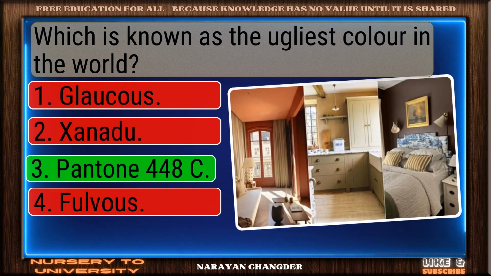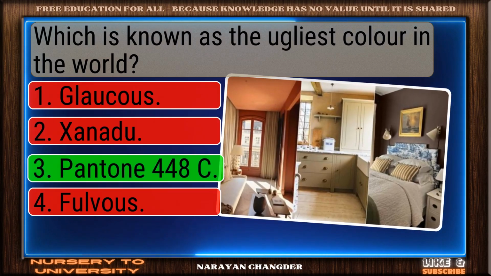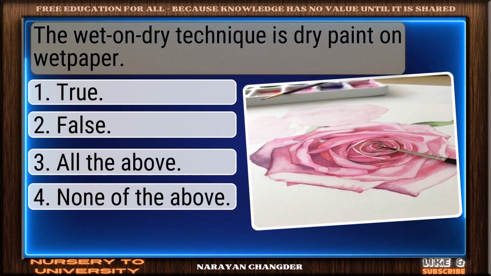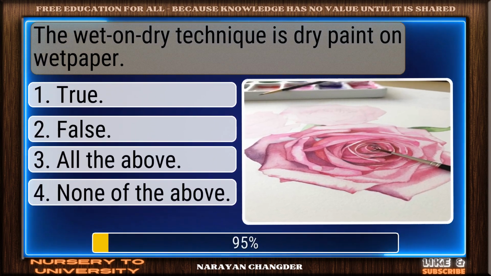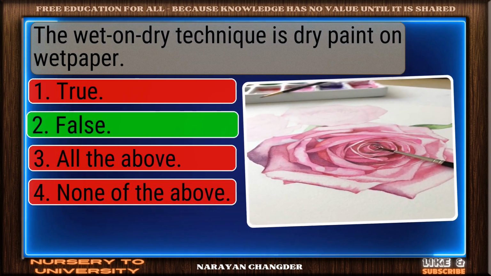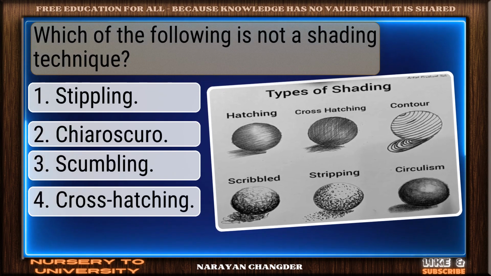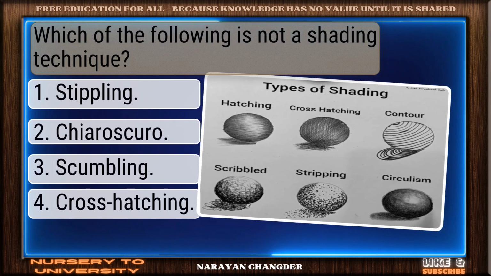Strong choice. Pantone 448C is the right answer. The wet on dry technique is dry paint on wet paper. Solid response. False is a valid choice. Which of the following is not a shading technique?